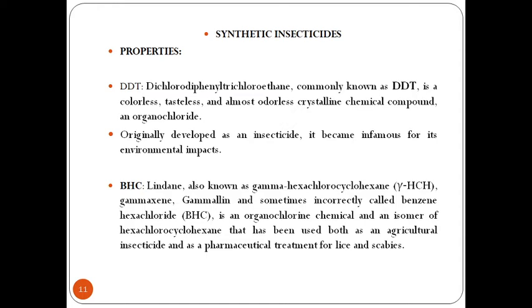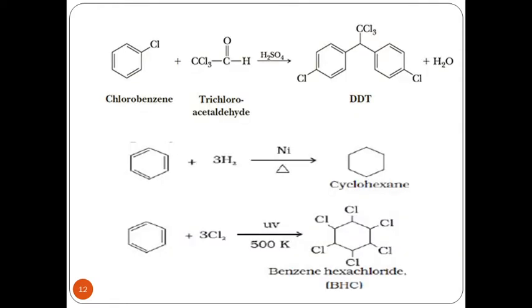Dichloro-diphenyl trichloroethane, which is commonly called DDT, is a colorless, tasteless and almost odorless crystalline chemical compound which is an organochloride. This was originally developed as an insecticide, but it became infamous for its various environmental impacts. So how do we synthesize this?